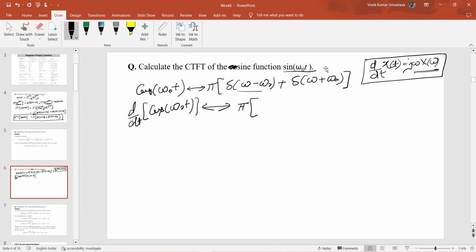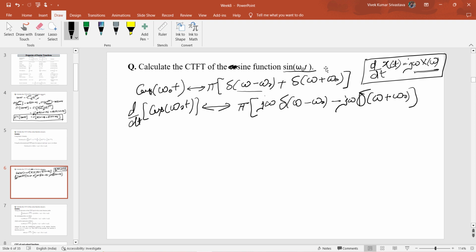That's why once you evaluate this side, this will be equal to j omega into delta of omega minus omega naught, minus j omega, this will be delta of omega plus omega naught.